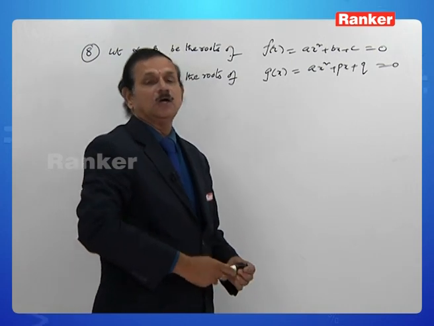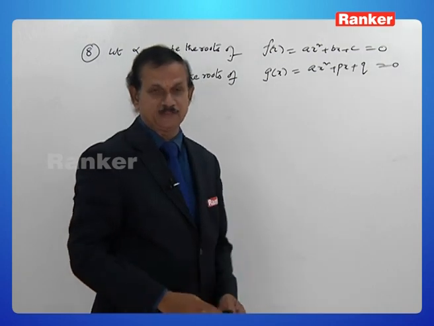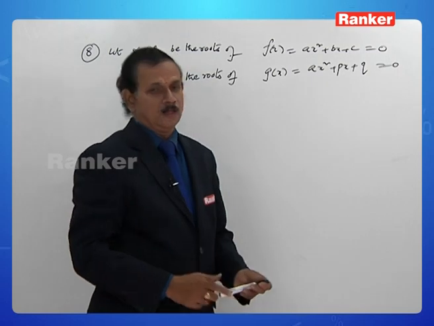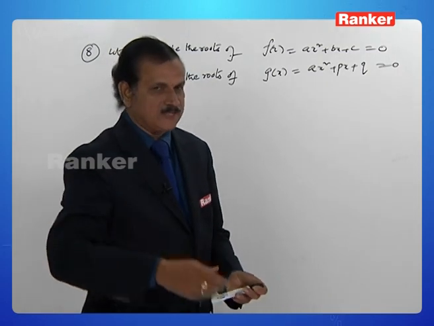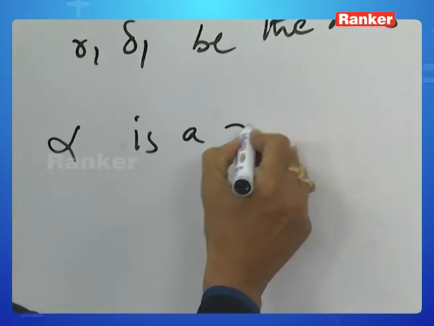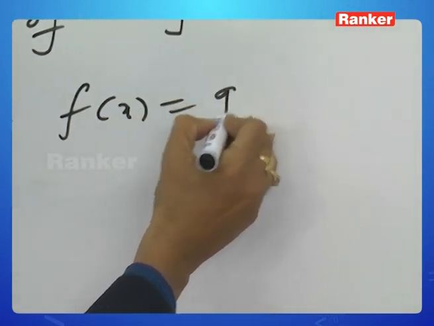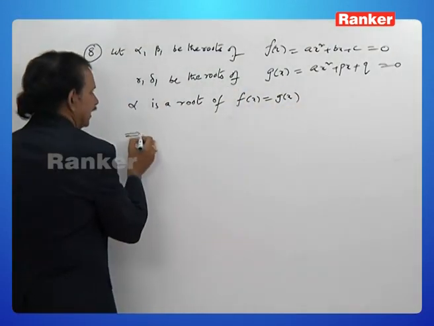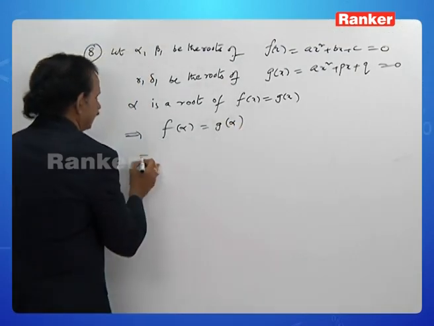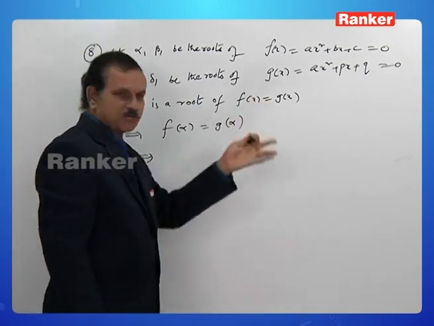Well, we have not yet used the entire information given in the data. What are the things that remain still to be used? F of x is equal to g of x has a root. What does it mean? Alpha is a root of f of x is equal to g of x, which implies f of alpha is equal to g of alpha.